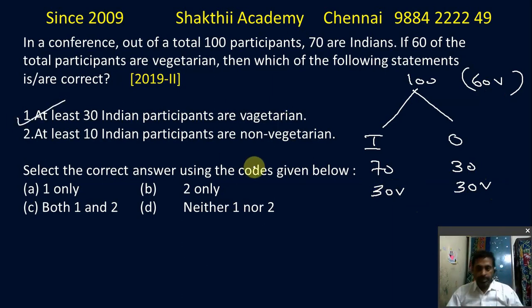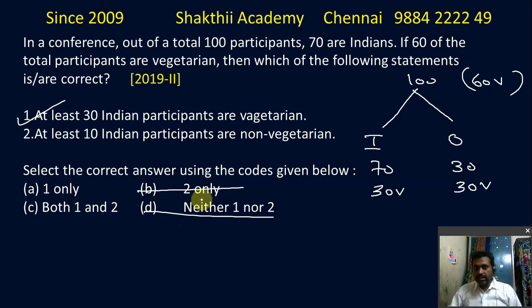It's a true statement because minimum will be 30 vegetarian from India. Suppose if I reduce the number of vegetarian in the other country, automatically number of vegetarian from India will increase. Due to that, minimum value of number of vegetarian from India is 30. That is correct. So statement 1 is correct. So statement 1 is correct means what are the options will come? Second option cannot come and fourth option cannot come. Option A or C will be the answer option.